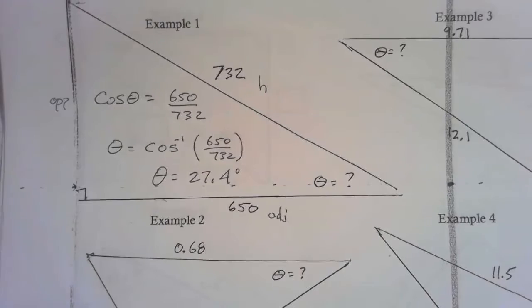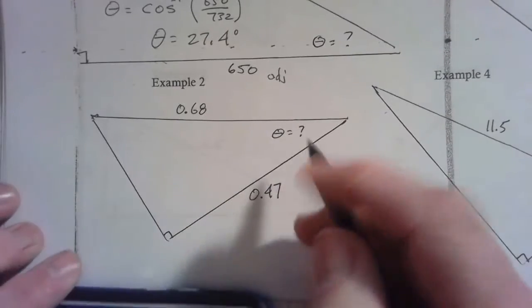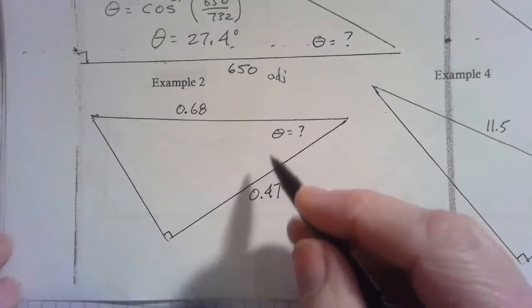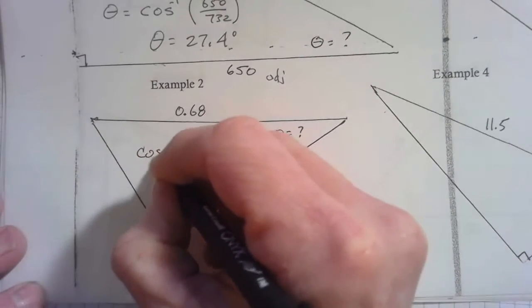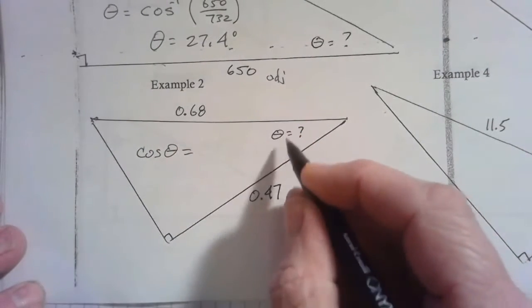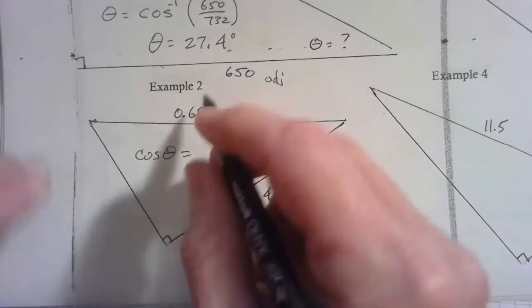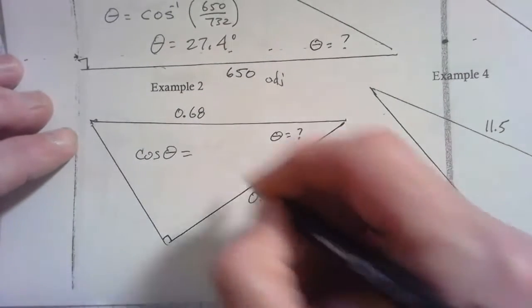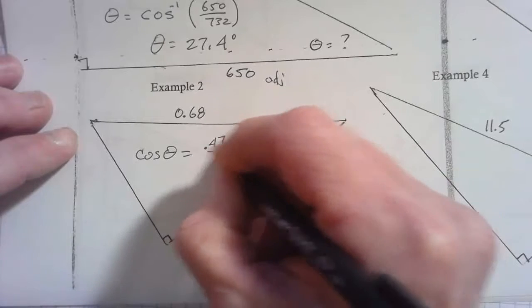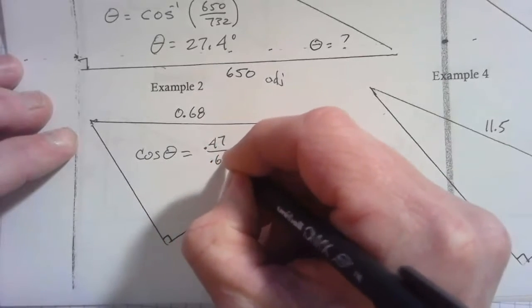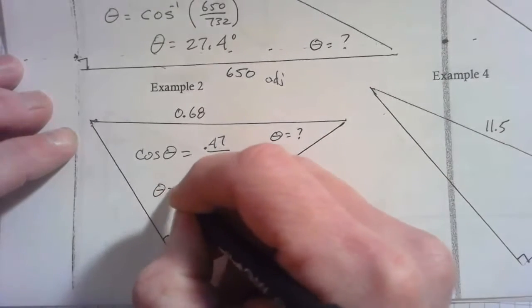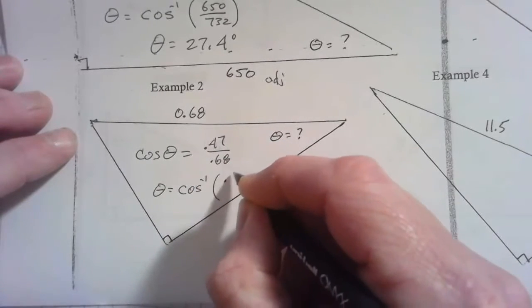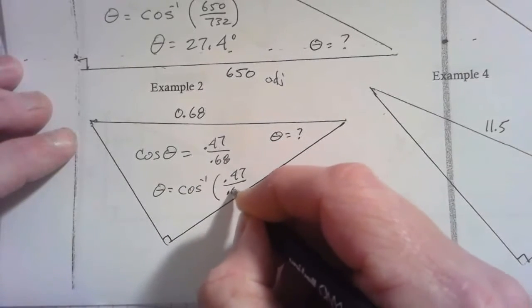Let's try that a few more times so we get the hang of it. So here, I don't have the opposite, so that's what tells me I need to use the cosine. So the cosine of the unknown angle is the adjacent side. Don't switch these up. If you're not sure, the longer side is always the hypotenuse. It's the adjacent side, 0.47, divided by the hypotenuse, 0.68, which means the angle is the inverse cosine of 0.47 divided by 0.68.